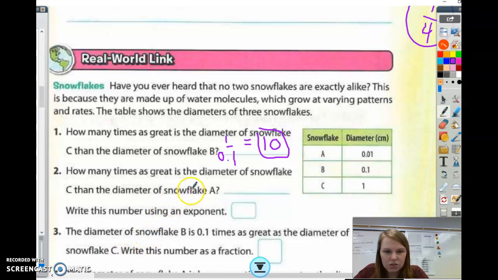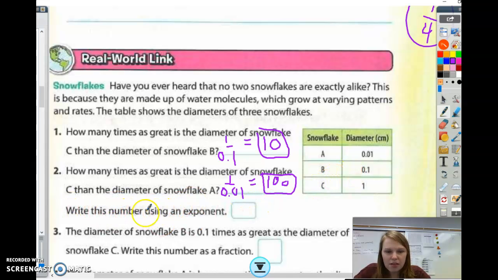How about this next one? How many times as great is the diameter of C than A? C is 1, so I put a 1 here. A is 0.01. Okay, let's do that. Grab your calculator. 1 divided by 0.01, that's 100. So it's 100 times as great. This is saying snowflake C is 100 times bigger than this tiny little snowflake A.